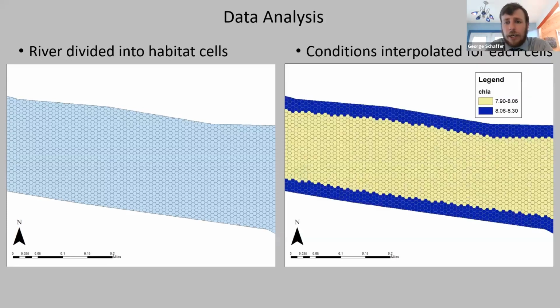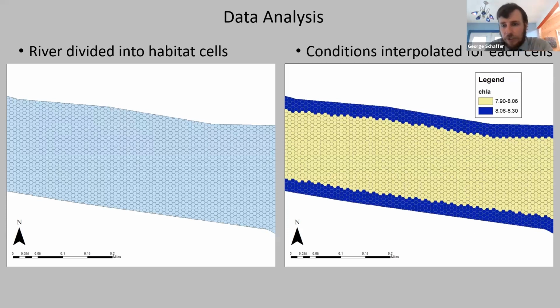We then also wanted to estimate the conditions that were present within each habitat cell. So we did this by interpolating between our known sampling points using inverse distance weighting to estimate the conditions present within each habitat cell. We also then assigned each habitat cell a habitat type, such as side channel, backwater, thalweg, channel border, etc., to then see how those conditions persist in each of those habitat types.